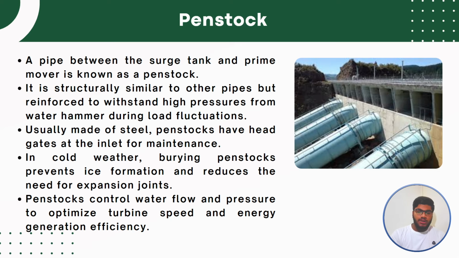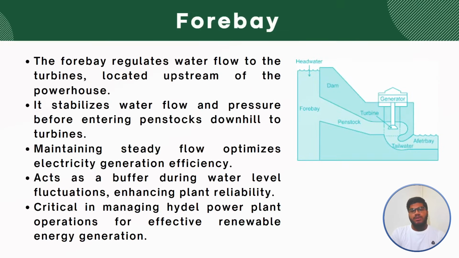Now let us move on to the next component, that is the forebay. The forebay regulates water flow to the turbines, located upstream of the powerhouse. It stabilizes the water flow and pressure before entering the penstocks downhill to the turbines. Maintaining a steady flow optimizes electricity generation efficiency. Also, the forebay acts as a buffer during water level fluctuations, enhancing the plant reliability.